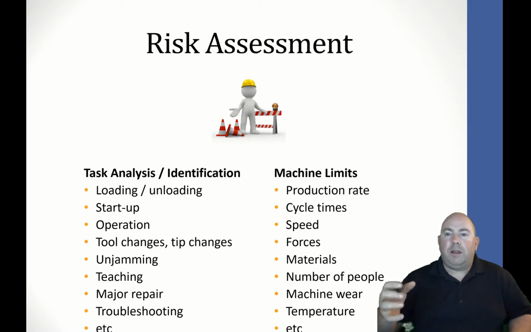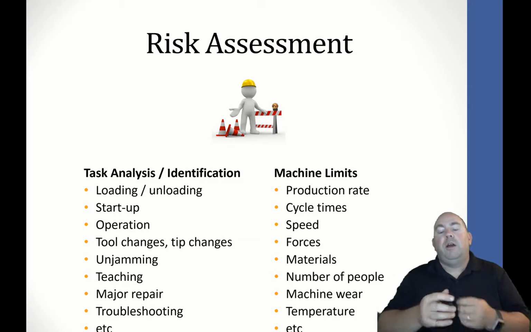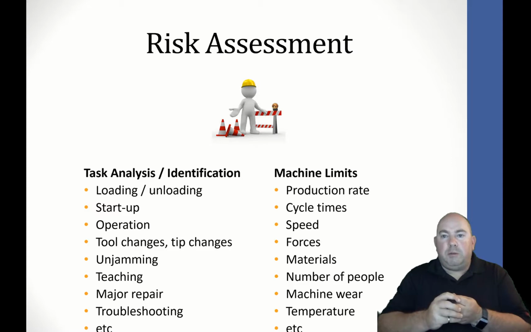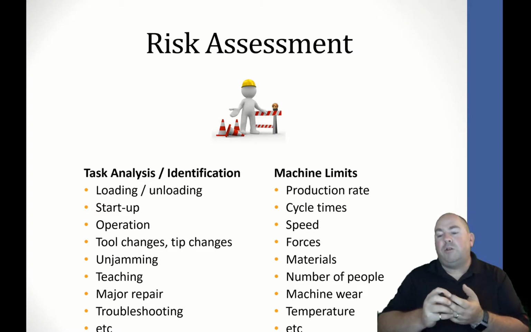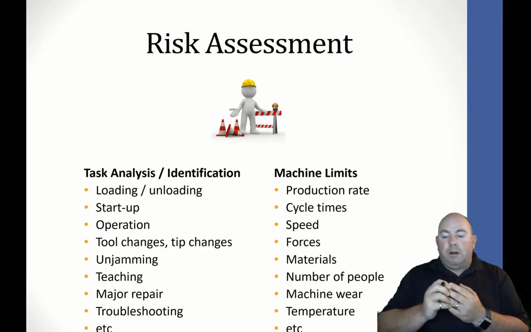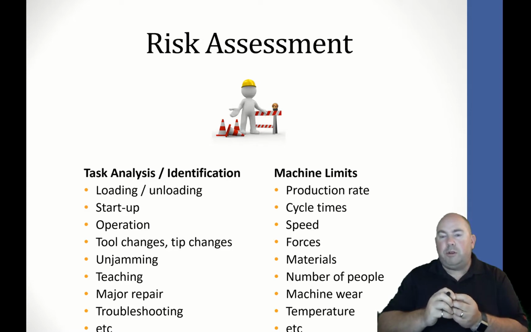Because that influences the possibility for avoidance and the frequency that they're going to be in contact with these hazards. Other things will come into play as well, such as the machine limits. These would be things like the production rate or cycle time of the machine, the speed of the machine, how fast it actually moves, forces that are involved, materials that are involved, the number of people working in an area, and temperatures that are involved. We're talking about thermal hazards, so temperatures are important. These are all things we need to consider when we're talking about risks and hazards.